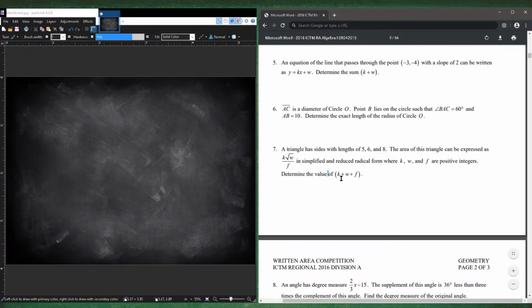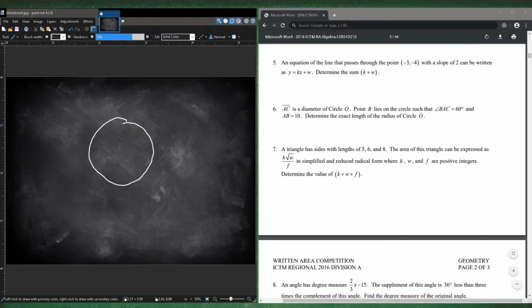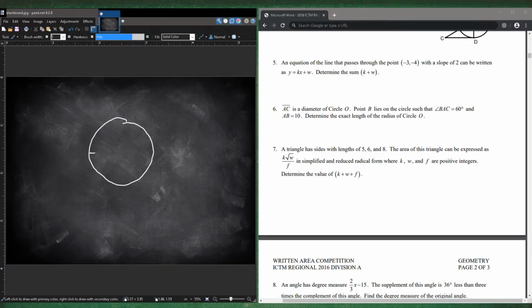Okay. 6. AC is a diameter of circle O. Point B lies on the circle such that angle BAC is 60. So let's kind of draw this. This is a circle, O, and we have AC as our diameter, right? So this is our center, O. And B is some random point. So this is B. And they said this is 60 degrees. And they say AB, this length, is equal to 10. Determine the length of the radius of O. So we want to find the radius, right? So these are both the radius.